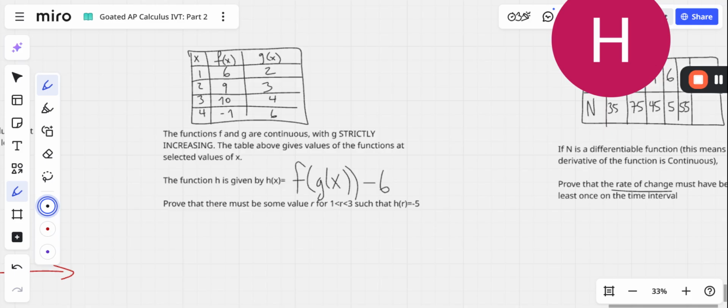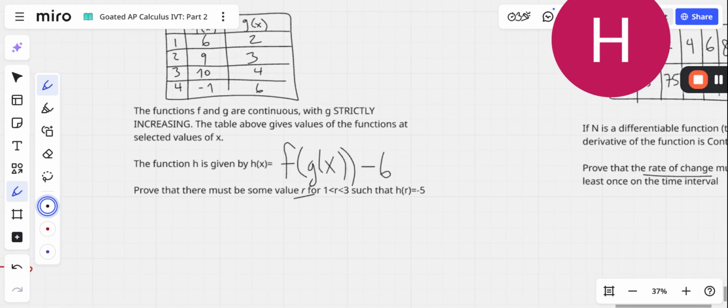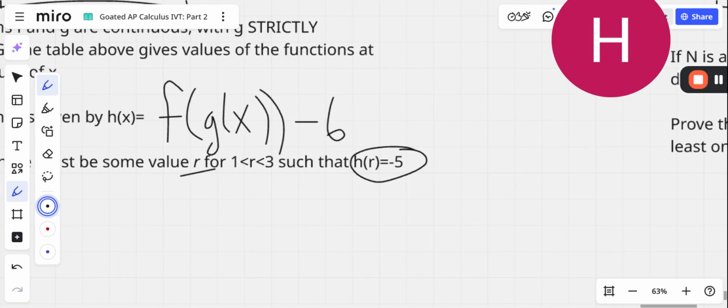We have a table for f values and a table for g values. We want to look at the function h of x equals f of g of x minus 6. We want to prove that there must be some value r such that h of r equals negative 5. Sorry if you can't see that. That is a negative 5.